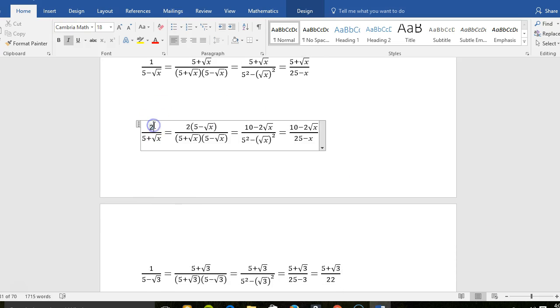Since this is same old, why don't I spice things up? Why don't I do 2x cubed? Well, what that's going to do for me, it's really going to be still pretty boring. That's just 2x cubed. And so you're just going to distribute 2x cubed through. That's just going to be 10x cubed minus 2x cubed times the square root of x.